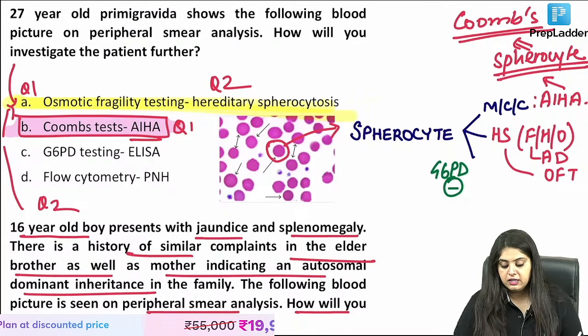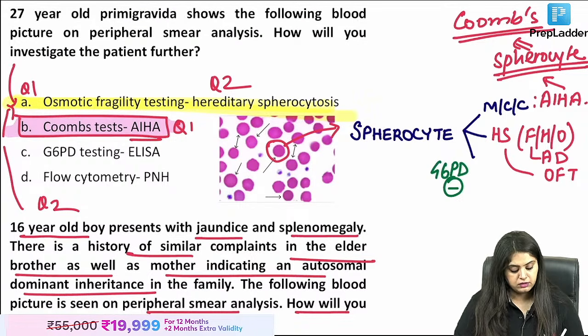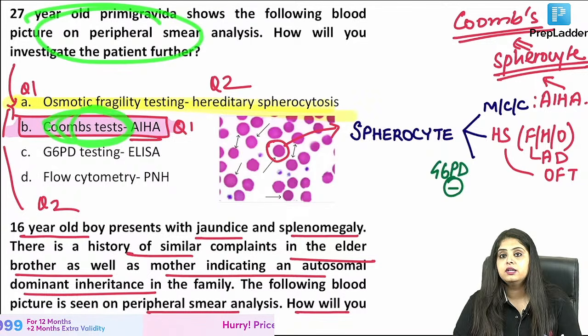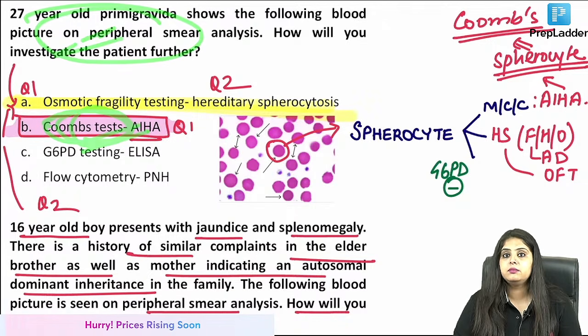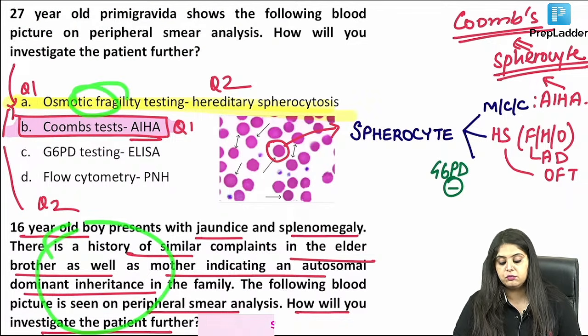Why can't it be B in question 1? That is the answer. B it is. Question 1's answer is B: primary gravida, autoimmune hemolytic anemia, Coombs test. Question 2's answer is osmotic fragility.